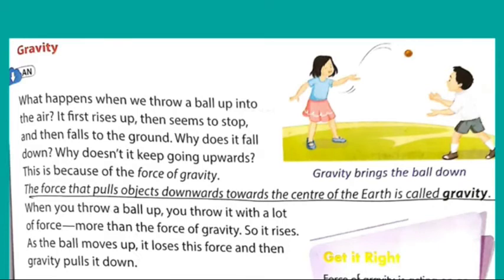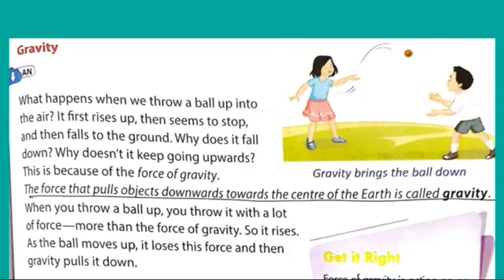जब आप बॉल को ऊपर फेंकते हो तो थोड़ी देर ऊपर रहकर फिर से ग्राउंड पर आता है. Why does it not keep going upward? वो ऊपर क्यों नहीं जाता स्पेस में? This is because of the force of gravity. Look at this picture. Gravity brings the ball down. The force that pulls objects downwards towards the center of the earth is called gravity. ग्रेविटी इज़ द इनविजिबल फोर्स जो सभी थिंग्स को अर्थ के सेंटर में खींच रही है.